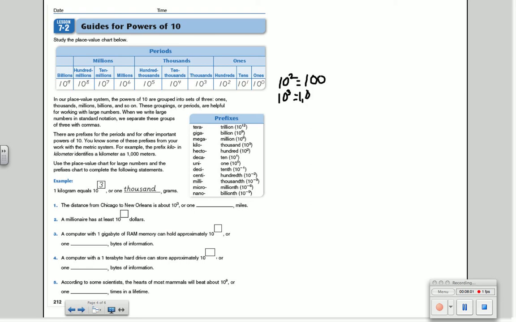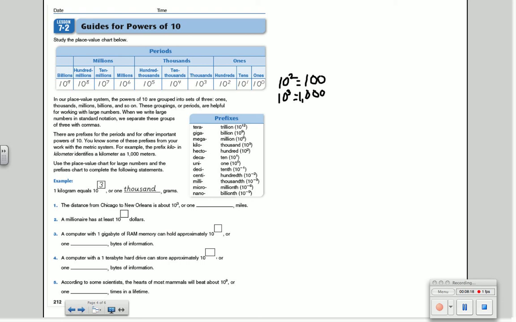Think of it. 10 to the 4th power would have how many zeros? I hope you said 4. So 10 to the 4th power would have 4 zeros, which is 10,000. I think you get the picture. I'm going to read the directions through for you, and then we'll complete the page together. This won't take us long.